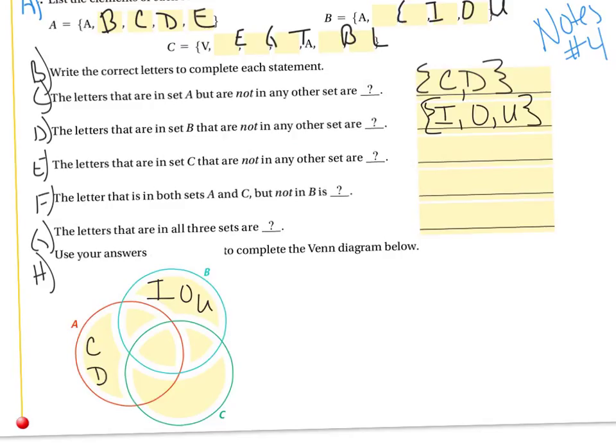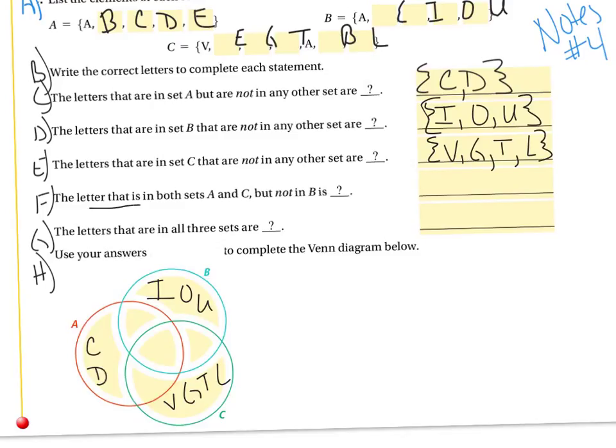There's no intersection. The letters in set C that are not in any other set. Well, V is only in C. G is only in C. T is only in C. And L is only in C. And I'm going to put those here: V, G, T, and L.